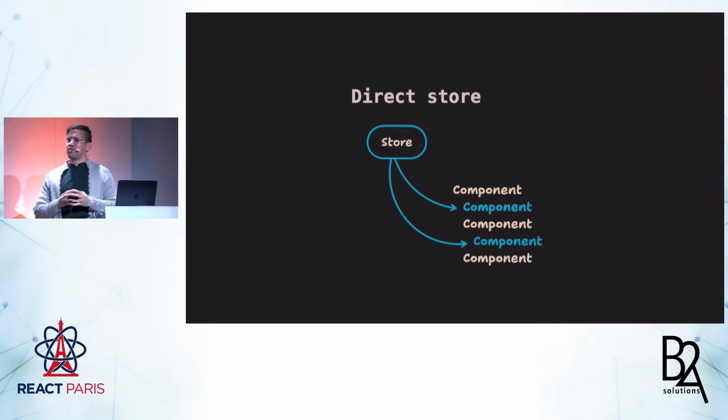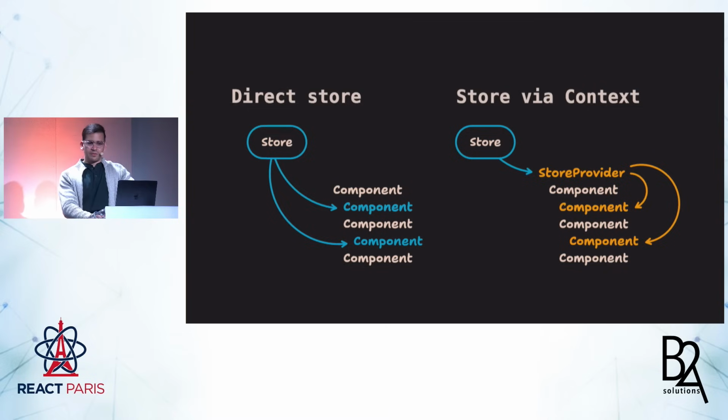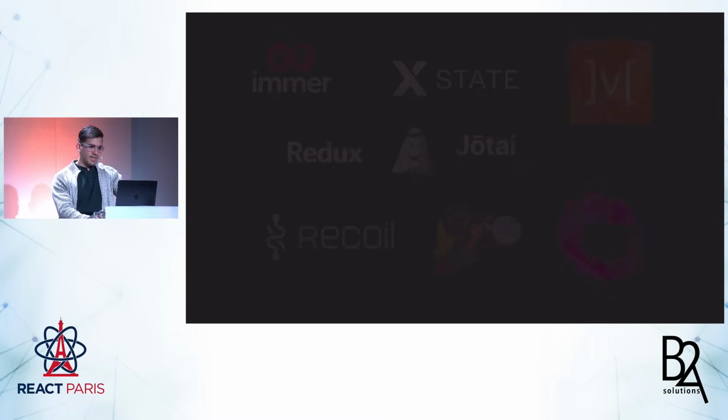There are two different strategies for this. There's having a direct store object that you could subscribe to and send events to, and that is imported directly into the components. This is what Zustand does. Or you could pass that store via context, and that way you could isolate where that store goes, and it's actually very useful for testing.